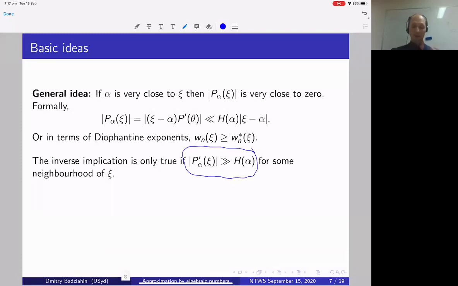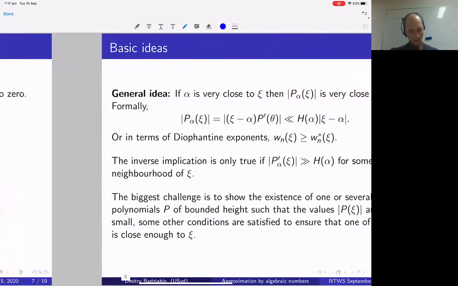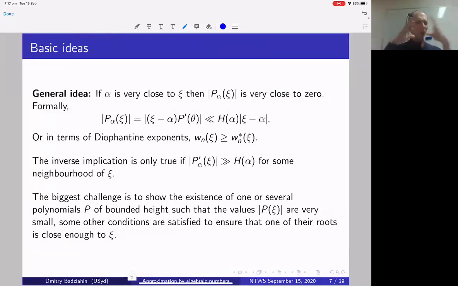But for an arbitrary polynomial, there is no way for us to guarantee this. And then in all the works of various mathematicians who tried to attack this problem, the biggest challenge was to construct, or to show the existence of, one or several polynomials P which are very small at point xi and satisfy some other conditions, such that that guarantees that one of the roots of one of those polynomials is close enough to xi. So that's the biggest challenge, and that's just a very brief and vague idea of what we want to achieve.